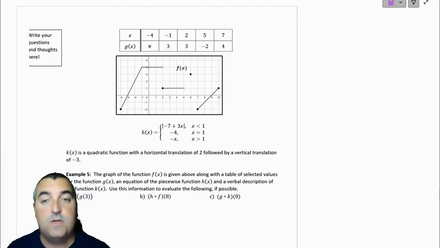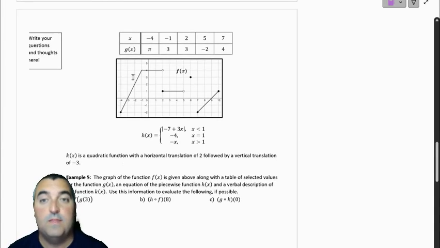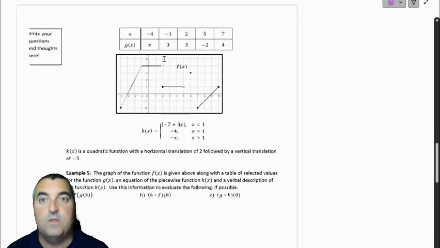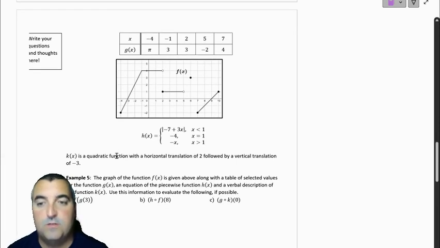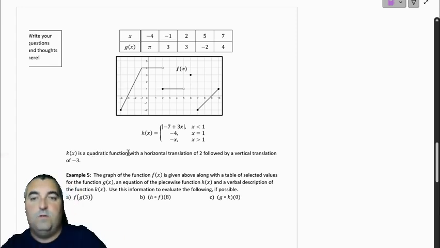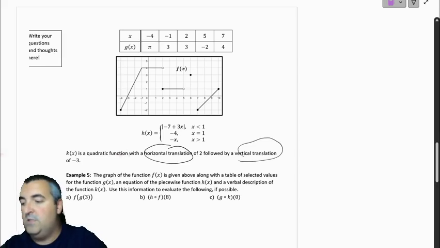Today we are still talking 2.7, doing some more composition of functions. So we are looking at this table and this piecewise graph and then this piecewise function. We're basically going to be doing composite functions with different representations. And even this one down here tells us that k of x is a quadratic function with a horizontal translation of 2 followed by a vertical translation of -3.